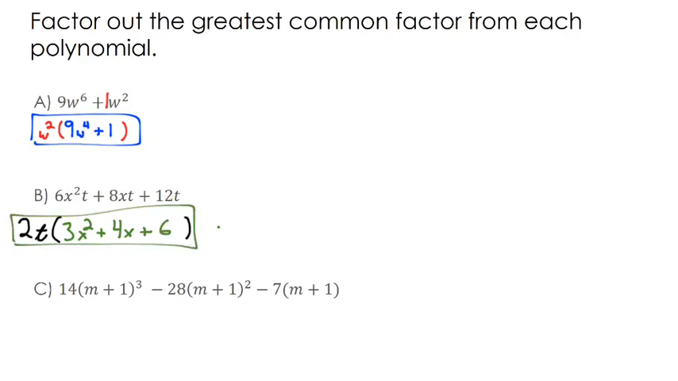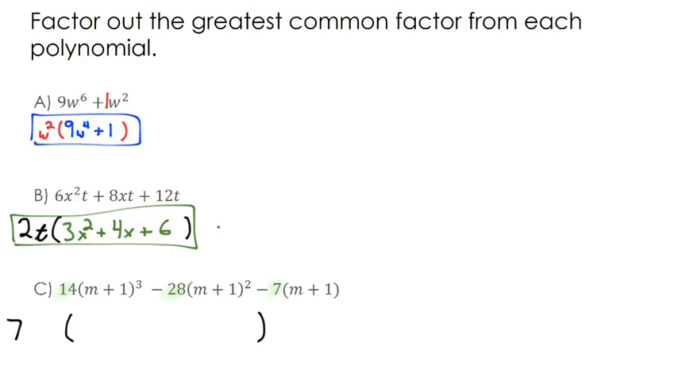Let's do this third one. The third one's kind of a crazy example, but it's going to help us for what we're learning later. Not in this video, but in a later video. Well, look at these three. Let's look at the coefficients first. I can see all those coefficients are multiples of 7. So our greatest common factor of the coefficients will be a 7.